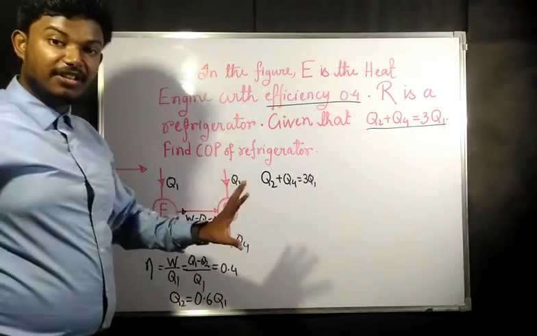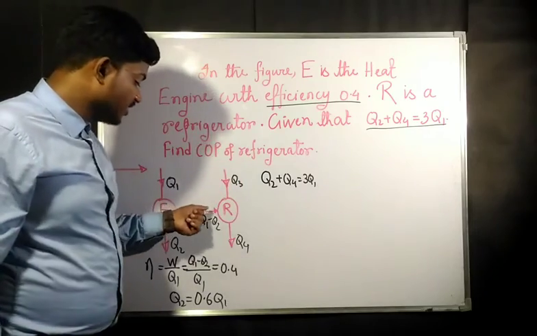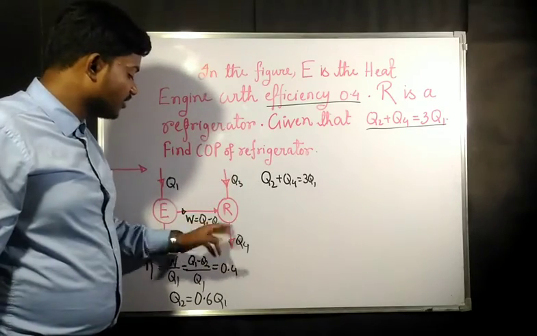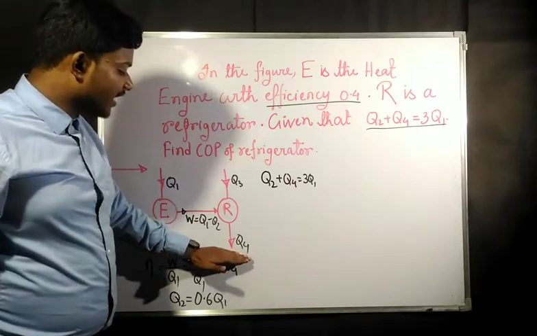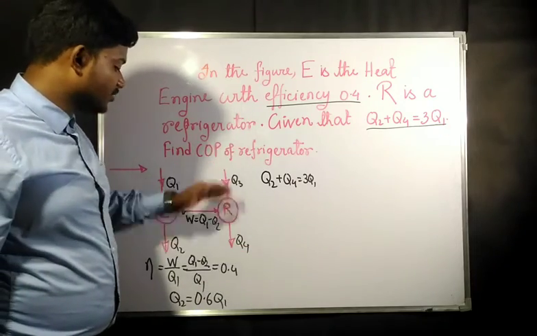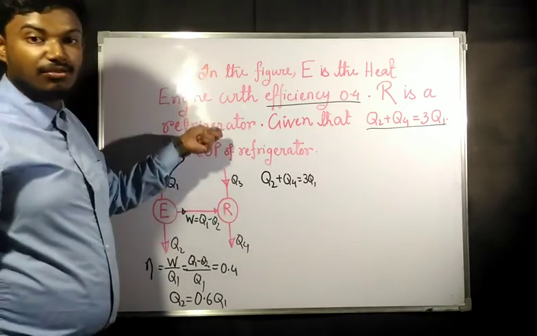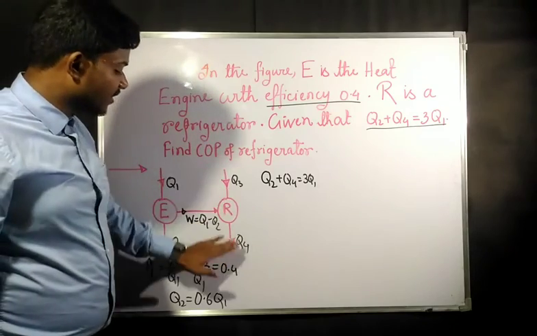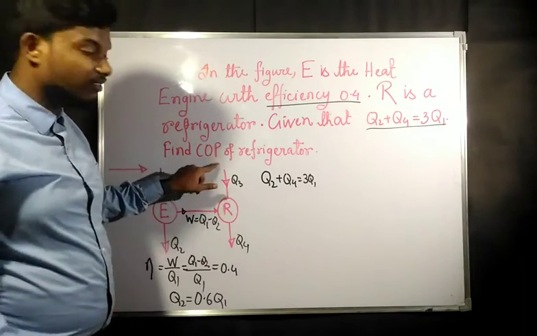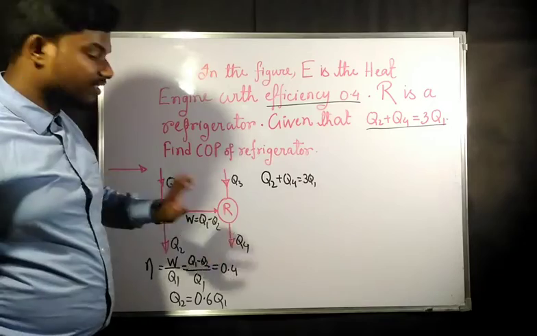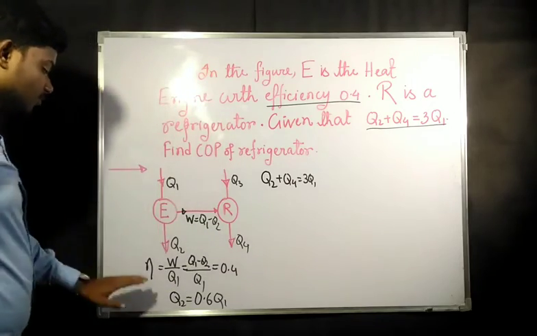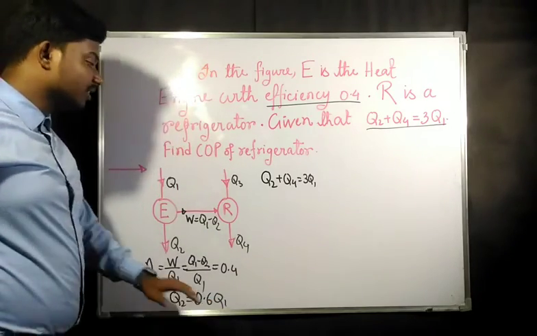In refrigeration, previously we have seen that when you give work, we have taken lower temperature here and higher temperature there. That's why we have given our direction this way. But in this case, they have given our direction this way, so we have to assume that this one is lower temperature and this one is higher temperature. Okay, so we have found out the relation between Q2 and Q1.